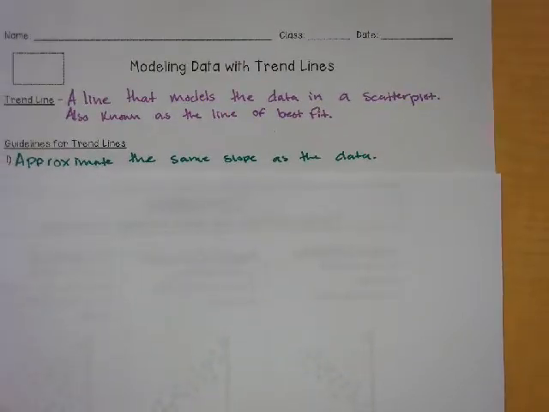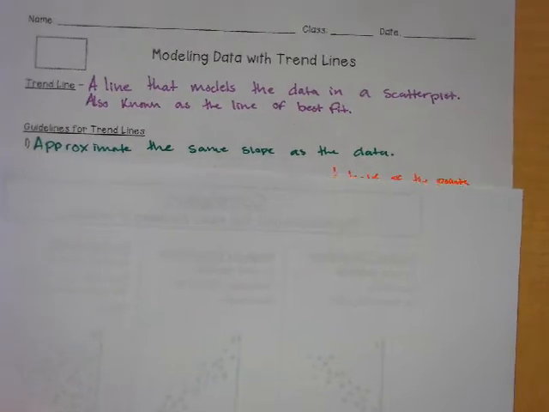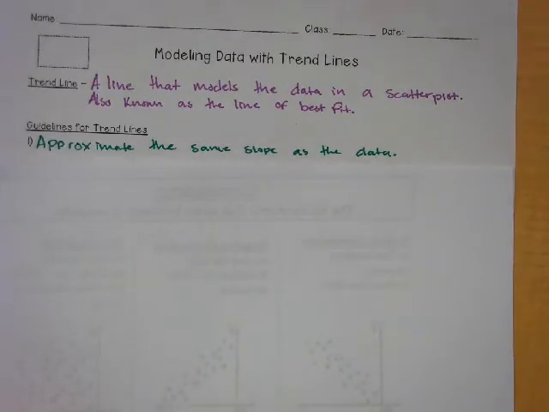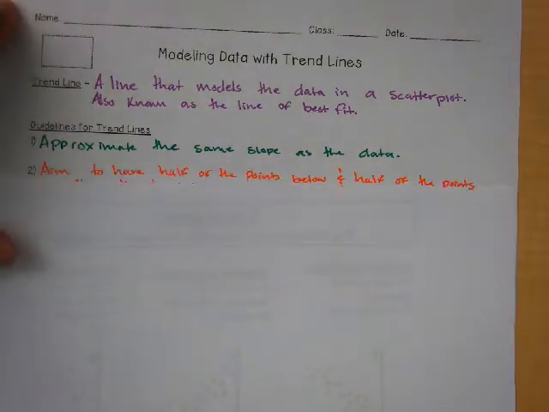The second thing I want to talk about are the guidelines for trend lines. So the main goal is to approximate the same slope as the data. You don't want your line to be too far outside of the general slope of your data. Even if the association is not a strong one, you generally want to split that data down the middle and go with the slope or whatever's there.